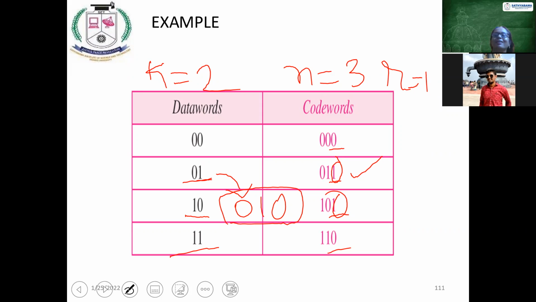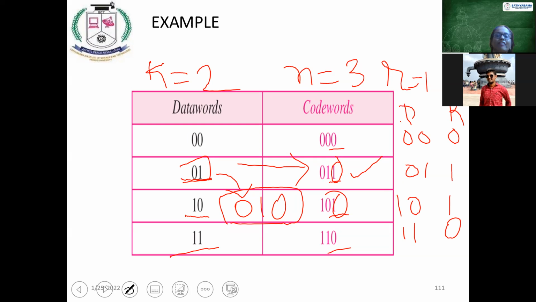How many ones should be in our code word, Sagar? For even parity, there should be an even number of ones. For odd parity, there should be an odd number. That is the checker side. So for the data word 0, 1, my code word should be 0, 1, 1. You understand here? 0, 0, 0. 0, 1, 1. 1, 0, 1. 1, 1, 0. This is my parity bit, which is the redundancy bit, and this is my data word.